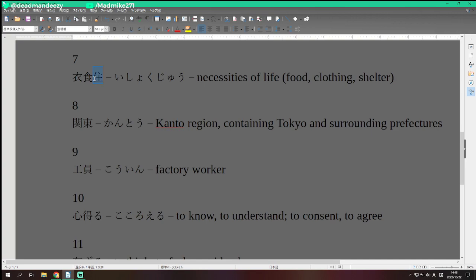Ishokujū are the necessities of life, literally your food, clothing, and shelter. Ishokujū are food, clothing, and residence or shelter. Literally clothing, food, and shelter, but it just means the necessities of life.